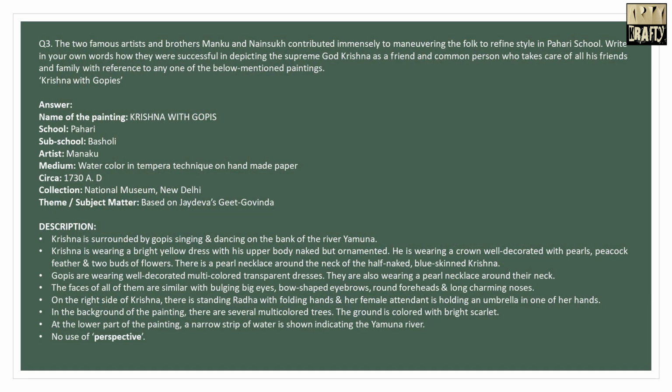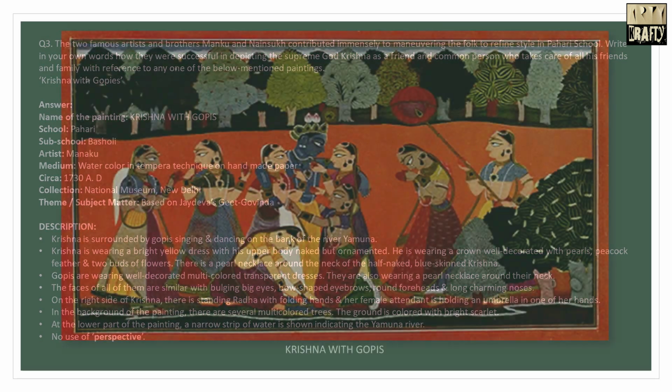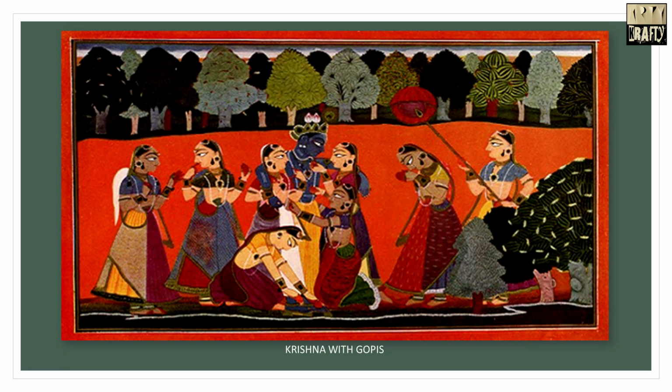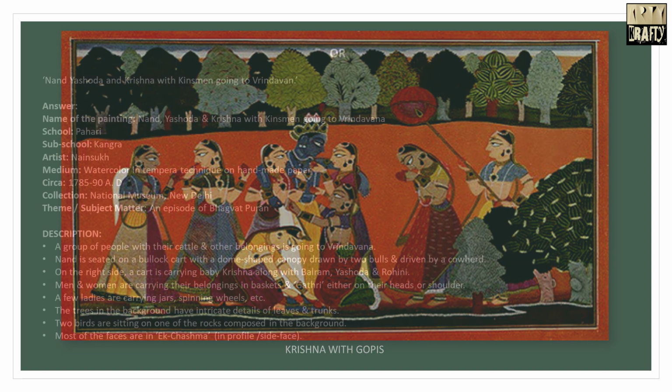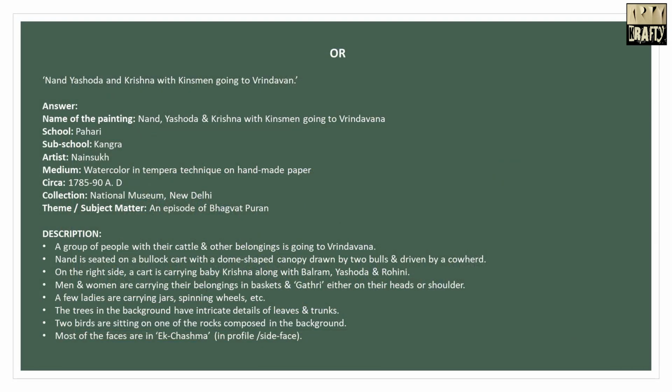In question number 3, you have to write about Krishna with gopis. There is an alternate question in which you have to write about Nand Yashoda and Krishna with kinsman going to Vrindavan.